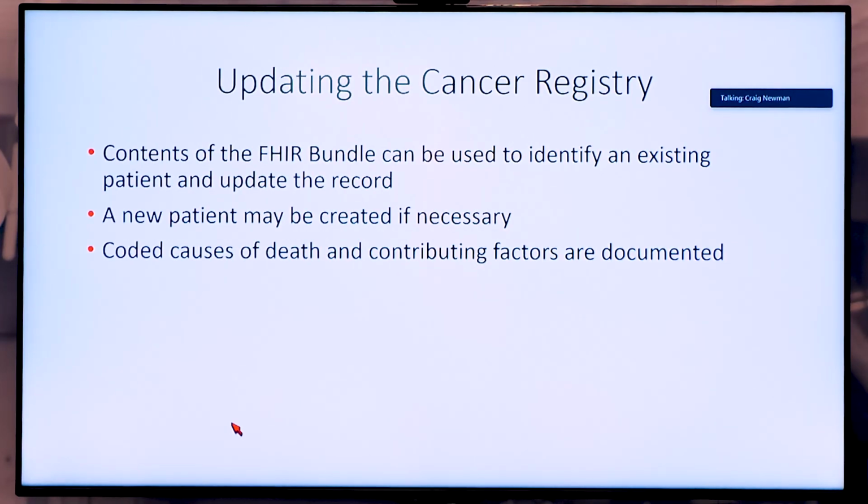But what happens if a matching patient is not found? Then, if the cause of death is cancer-related, the registry can be updated with a new case for the decedent, including the coded causes of death. There are a number of reasons why the patient may not already be in the cancer registry. The patient's death may have occurred before the case could have been reported to the state registry, or the patient may have been out of state at the time of diagnosis or treatment. But regardless of the reason, it's important to capture these patients in the registry.